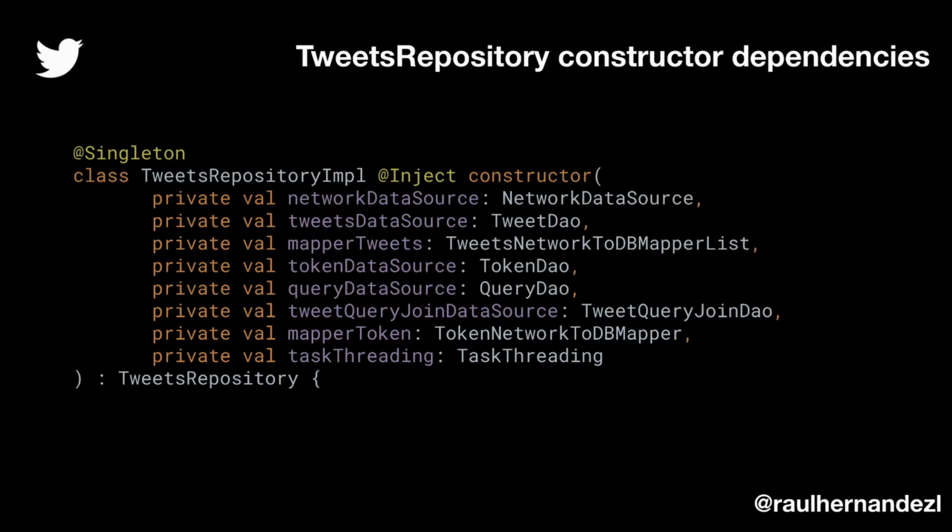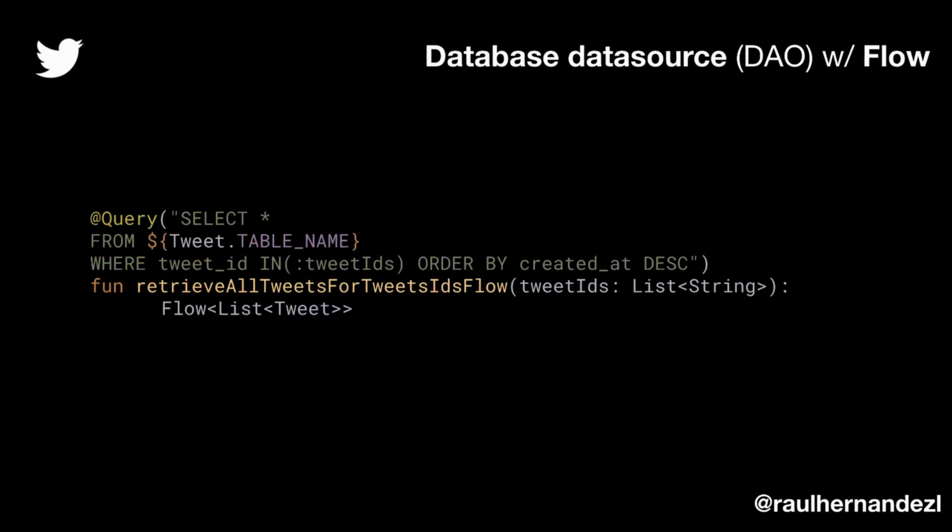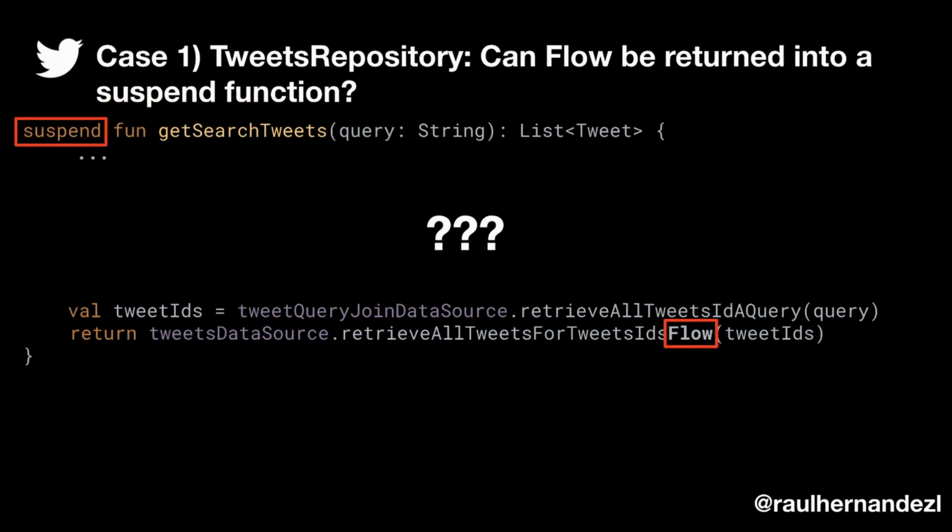And the repository is going to be composed by a different set of entities, like the network data source that you are already familiar with, the different tables for my database, that's the tweet, the combination of the token and the query, and the tweets with the query that I was looking for, and something called task threading with just the different dispatchers. And I will return then, if I want to get this with the database, the flow with the list of tweets.